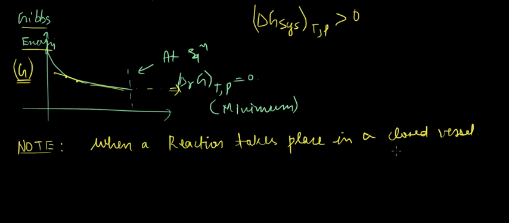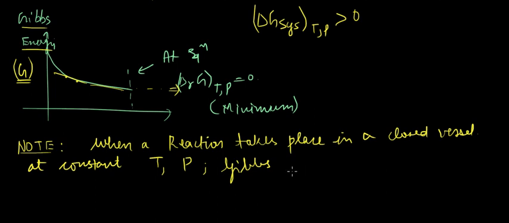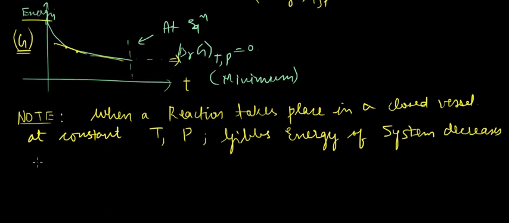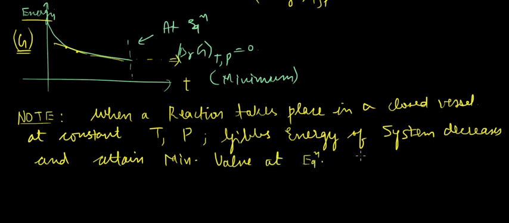So when a reaction takes place in a closed vessel at constant temperature and pressure, Gibbs energy of system decreases. By the way, this is with respect to time. It decreases and attains minimum value at equilibrium.